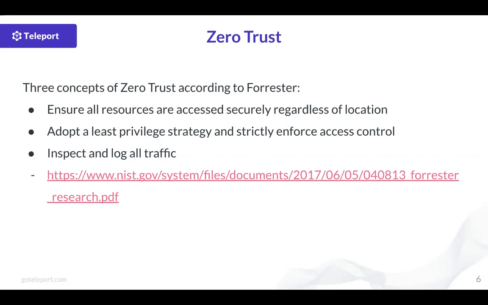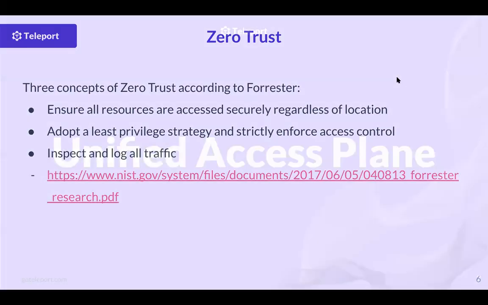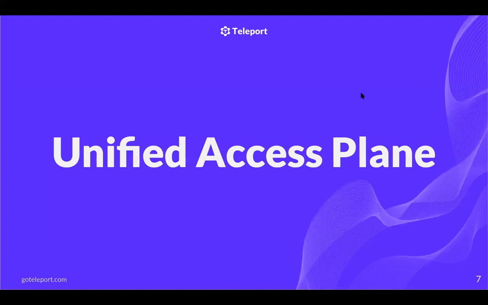Now, how Teleport can fulfill each of those concepts at a high level: Teleport uses end-to-end TLS encryption. Open source Teleport can map GitHub Teams to groups and users that exist within Kubernetes clusters, so RBAC within Kubernetes. And lastly, with Teleport, all kubectl requests are fully logged, and even kubectl exec sessions themselves are recorded. So now we'll discuss using a unified access plane.